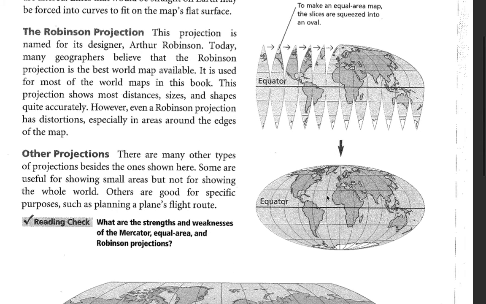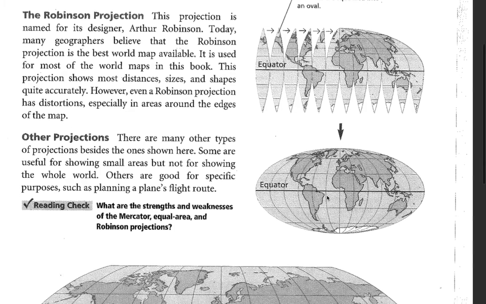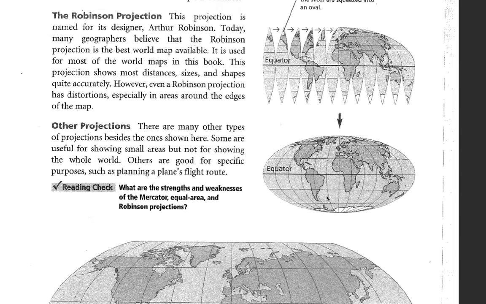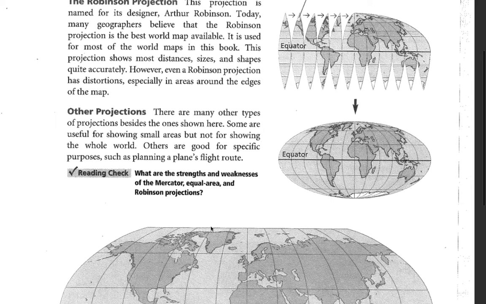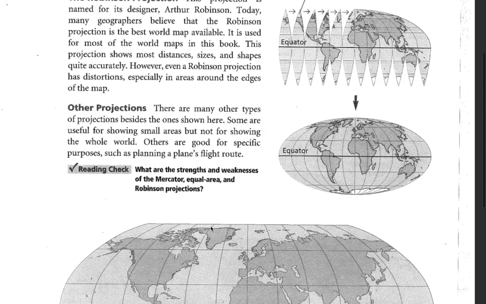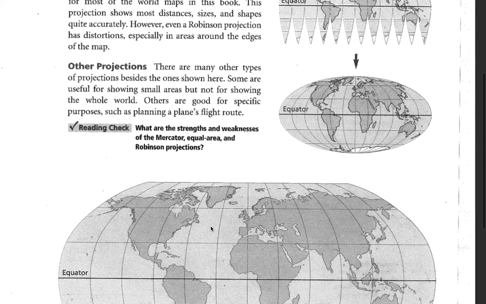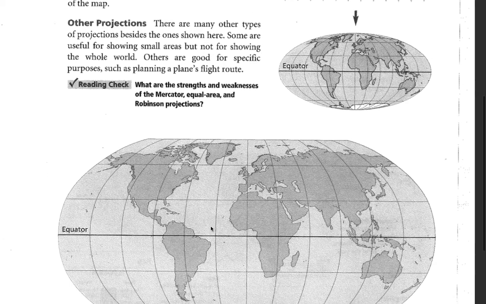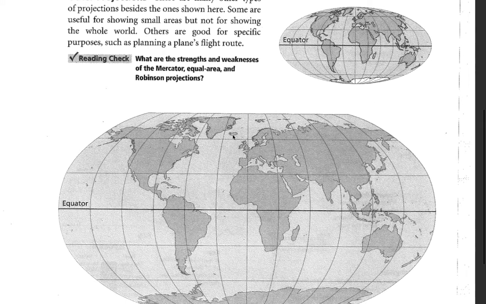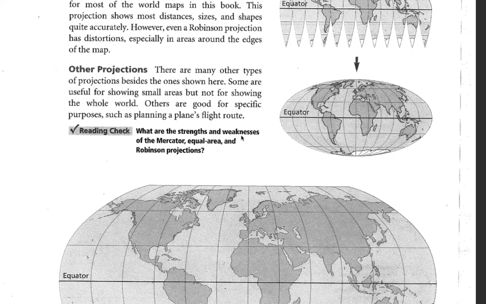Okay. Next, the Robinson projection. This projection is named for its designer, Arthur Robinson. Today, many geographers believe that the Robinson projection is the best world map available. It is used for most of the world maps in this book. This projection shows most distances, sizes, and shapes quite accurately. However, even a Robinson projection has distortions, especially in areas around the edges of the map. Okay, so down here's the Robinson one. It's the most used, except by seafarers.